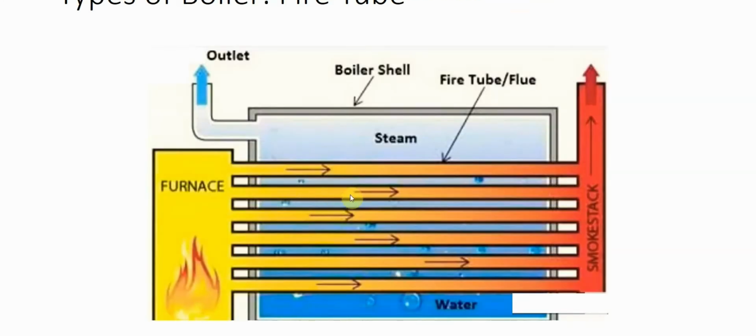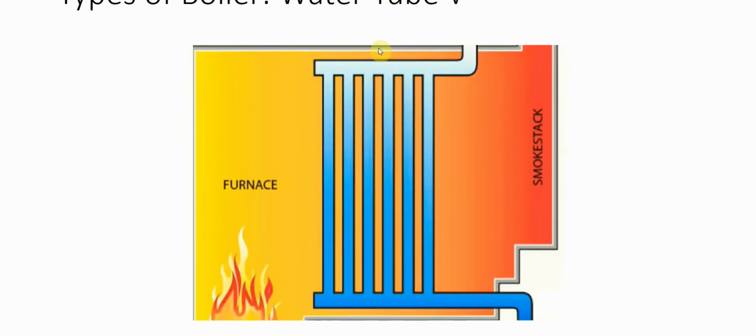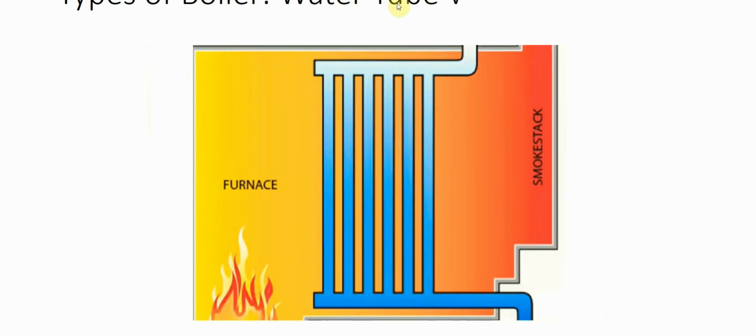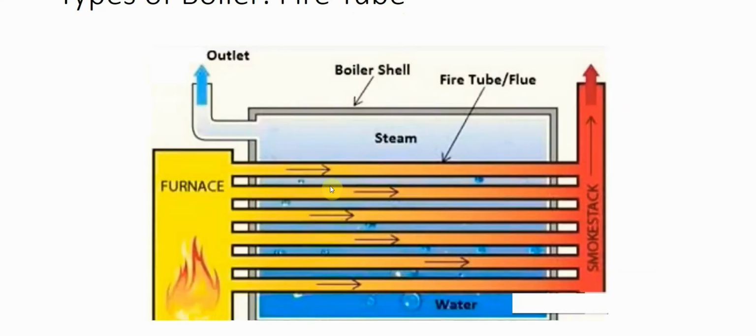And there are types of boilers. There is a fire tube, and the second one is the water tube. So fire tube means there are tubes. These are the tubes. Fire means related with the tubes, and here water tube means these tubes are full of water. Fire tubes means these tubes are full of steam, or you can say hot gases or something like that.